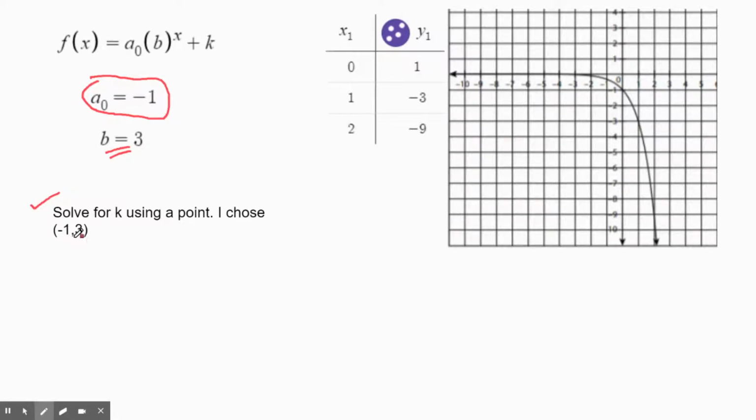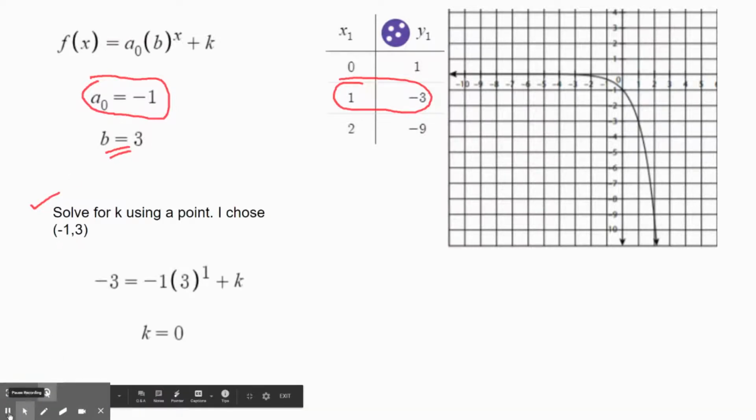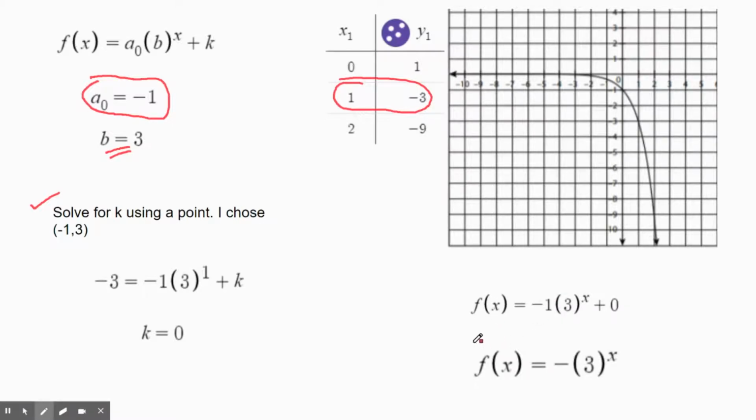So we substitute any point. I chose (1, -3). And then -3 will go in for the y, and 1 will go in for the x. And we get that k is equal to 0. So our final answer is f of x is equal to -1 times 3 to the x plus 0, or you can just write it f of x is equal to the opposite of 3 raised to the x power. And that's your final answer.